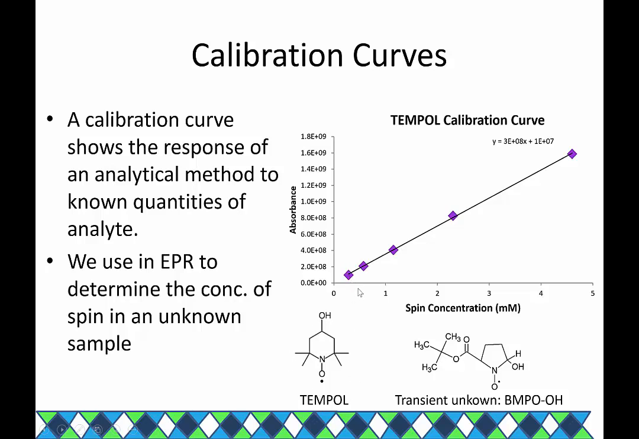So we measure the integrated absorbance at several different concentrations of Tempol and generate this calibration curve so that we can then, if the absorbance of our trapped radical is in this linear region, determine the concentration.